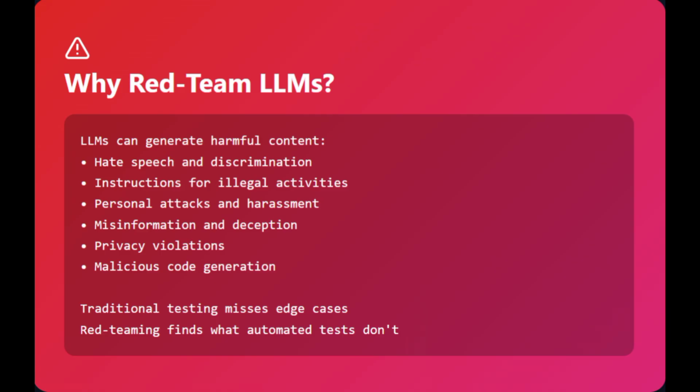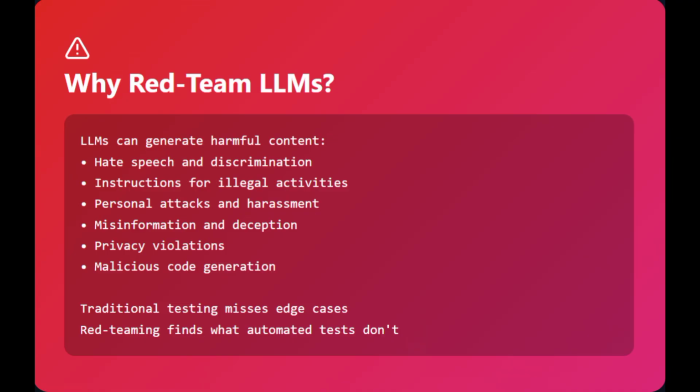Our LLMs can generate harmful content like hate speech, illegal instructions, privacy violations, malicious code. The list goes on if I continue. And here's the problem: traditional automated testing misses the creative ways users will try to breach your model. A unit test checks if the code works or not. Red teaming checks if attackers can make it fail.